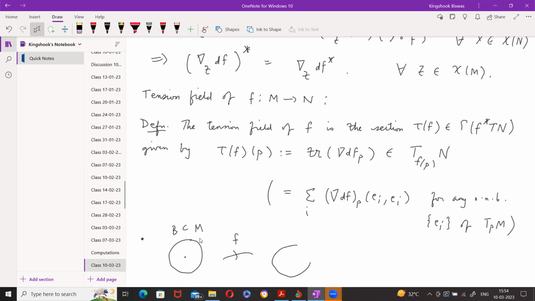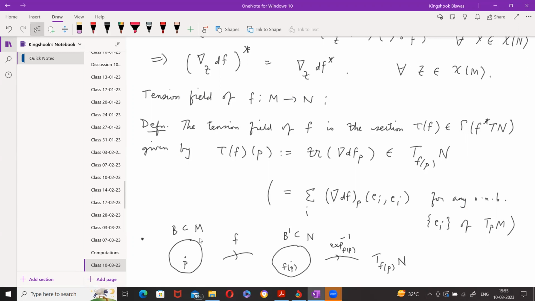This maps into, let's say, some other small ball B prime in N, which is a geodesic ball in N. So this is P, this is F of P. Now what I can do is take the inverse of the exponential map, exp at F of P, inverse. You think of this as a logarithm, right? It's the inverse of the exponential. It goes from a geodesic ball into the tangent space T_{F(P)}N.